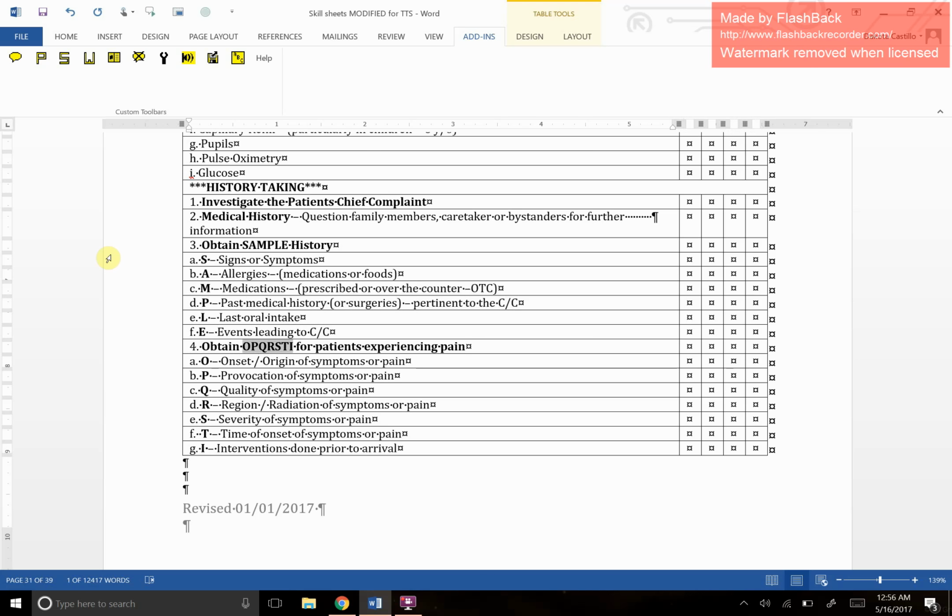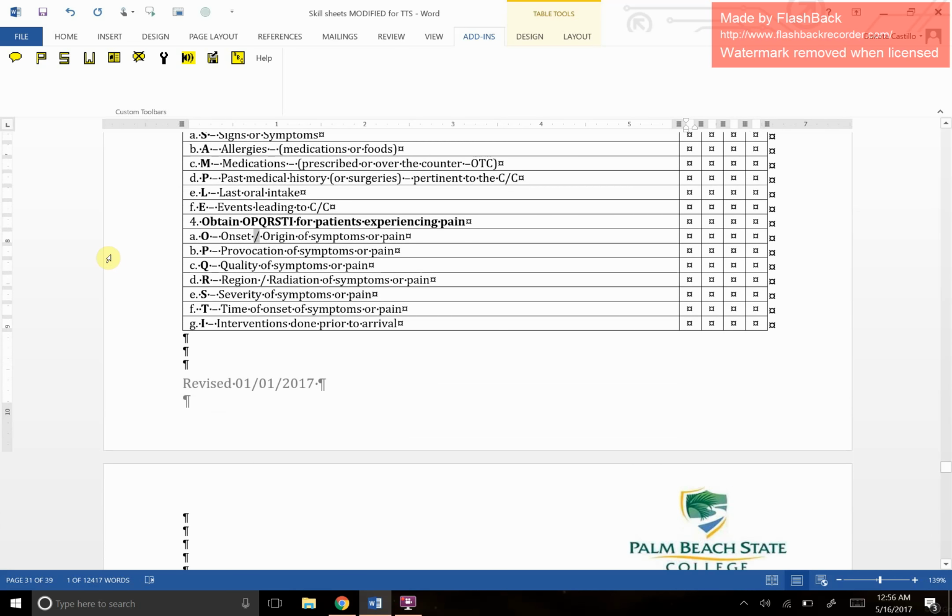4. Obtain OPQRST for patients experiencing pain. A. Onset/origin of symptoms or pain. B. Provocation of symptoms or pain. C. Quality of symptoms or pain. D. Region/radiation of symptoms or pain. E. Severity of symptoms or pain. F. Time of onset of symptoms or pain. G. Interventions done prior to arrival.